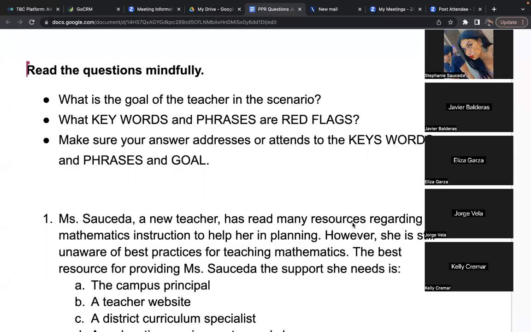So we're going to read mindfully and carefully because this is a critical reading exam. Identify what's the question asking, what's the goal in the scenario for the teacher, for the students, whomever. What keywords and phrases do we identify as important and that we need to address? And then we need to make sure that we look at each answer choice and we give it due process. We're going to weigh them all equally.